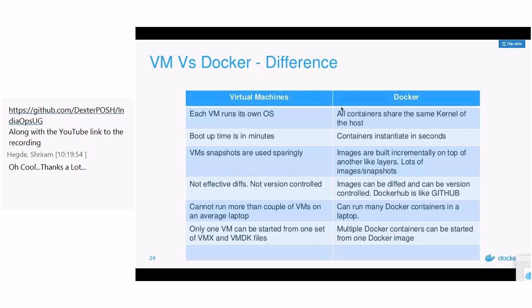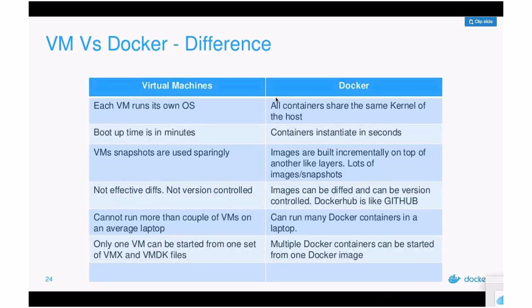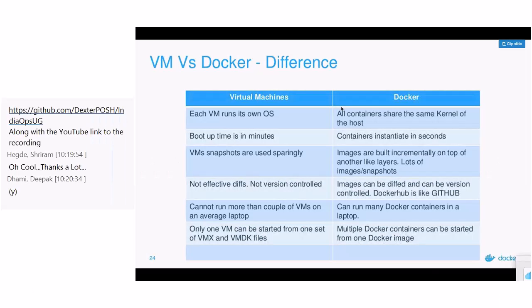The boot time of a virtual machine is in minutes, whereas containers instantiate in seconds. So they're very fast. I can show you in the demo where you can bring up the Ubuntu container in just seconds or milliseconds. VM snapshots are used on a per-demand basis, but Docker images are built on top of layers, because a Docker image is basically a group of layers.